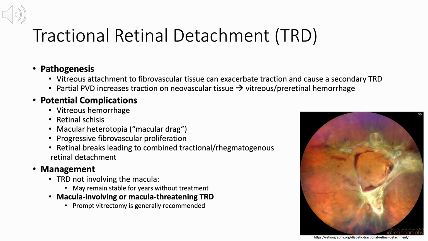Tractional retinal detachment is the direct structural consequence of the fibrovascular proliferation we described earlier, and its pathogenesis brings together several threads from this lecture. Vitreous attachment to fibrovascular tissue can exacerbate traction and cause a secondary tractional retinal detachment. A partial posterior vitreous detachment increases traction on the neovascular tissue and can produce vitreous or preretinal hemorrhage.